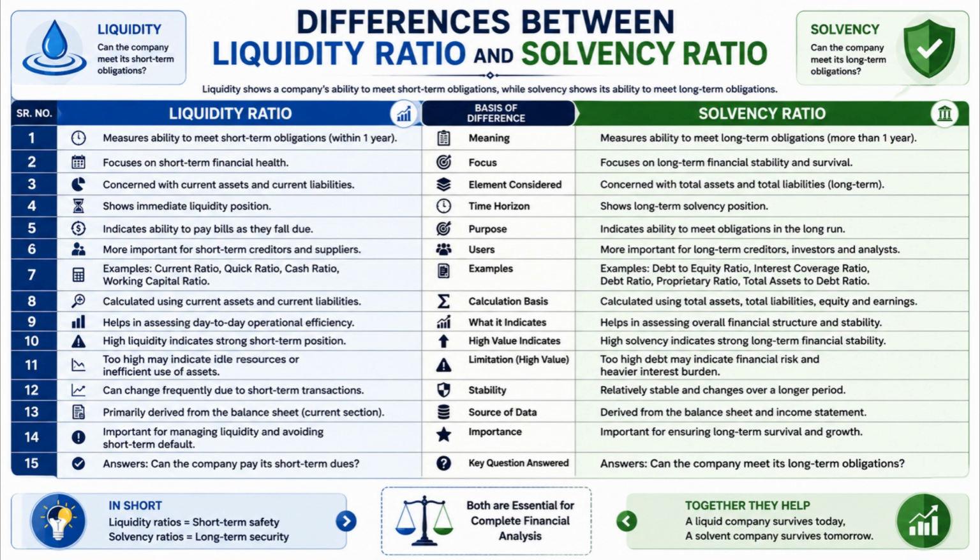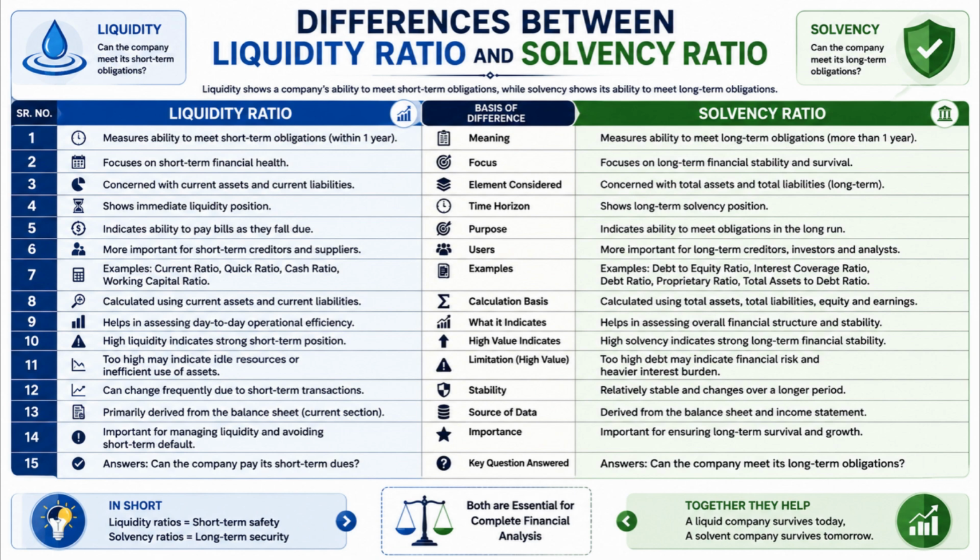Number 1. Liquidity ratio measures a company's ability to meet short-term obligations within 1 year, whereas solvency ratio measures a company's ability to meet long-term obligations extending beyond 1 year. Number 2. Liquidity ratio focuses on short-term financial health, whereas solvency ratio focuses on long-term financial stability and survival. Number 3. Liquidity ratio is concerned with current assets and current liabilities, whereas solvency ratio considers total assets, total liabilities, and shareholders' equity.